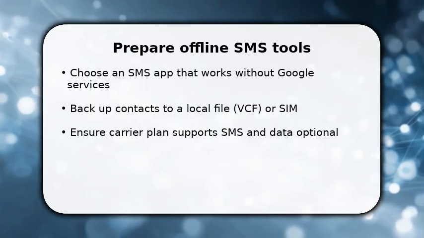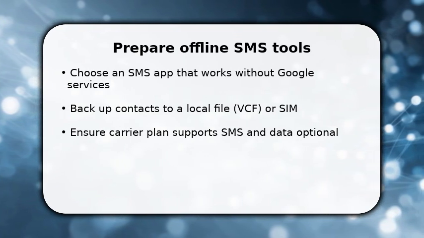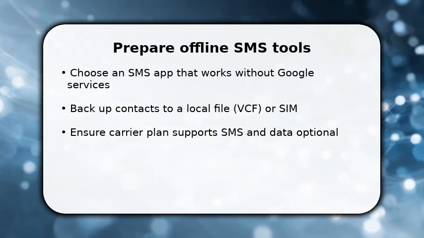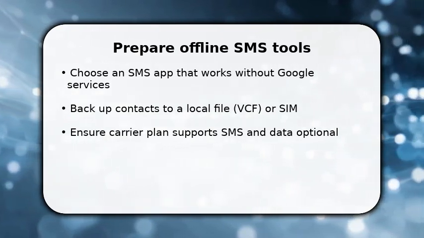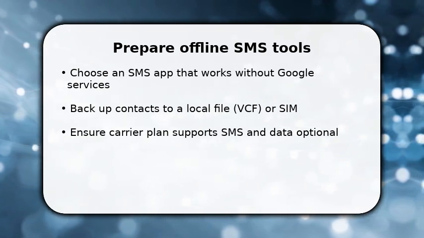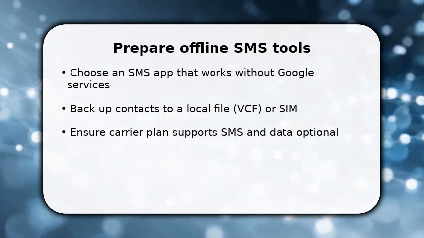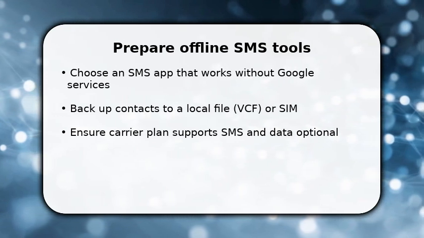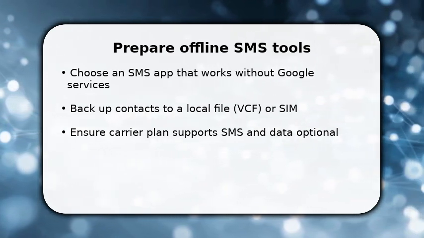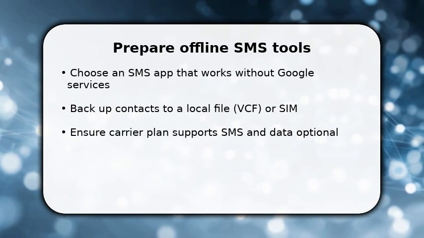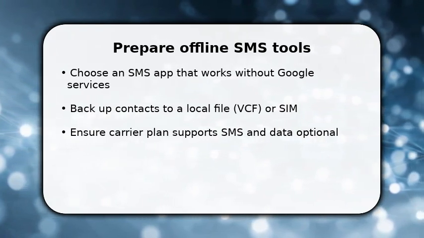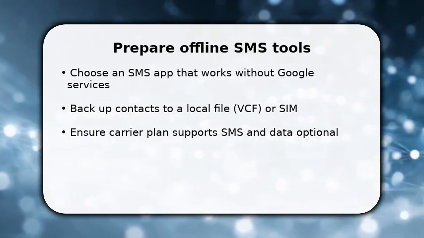You start by picking an SMS app that does not require a Google account. This avoids forced sign-ins. Export your contacts to a local VCF file or move them to the SIM so you can access names offline. Next, confirm your carrier plan actually supports standard SMS. You only need data if you plan to use RCS alternatives.